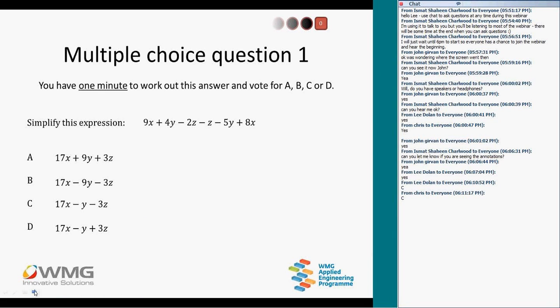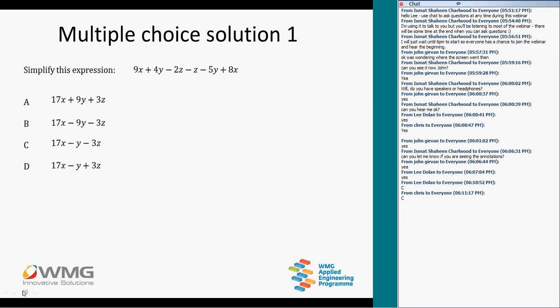Quickly check that. So 9x plus 8x is going to give 17x. 4y minus 5y will give me minus y, and minus z minus 2z will give me minus 3z. That's 17x minus y minus 3z. The answer is C. Well done, everybody managed to get that right. Well done. Okay, new skill: expanding brackets.